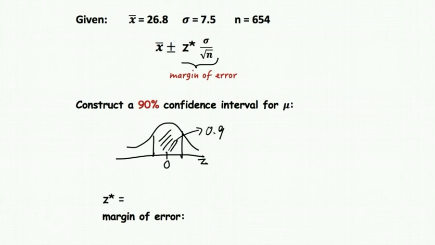If the middle area is 90%, that means each tail, left tail and right tail, will each have a size of 0.05. So 0.05 is the area of the left tail. So what we need to figure out is, what are these z values? One negative, one positive. So we need to look up the table to find out the z value for the corresponding left area of 0.05.